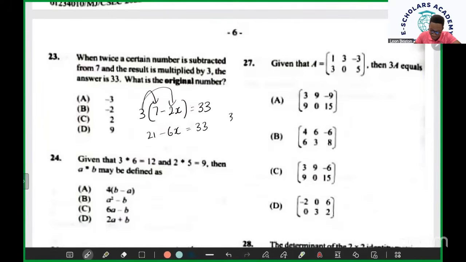So I think I subtracted wrong. 33 subtract 21 is 12, not 2. That's why we gotta be careful, right? So −6x is equal to 12. So x would be equal to, this −6 we take it over to divide: 12 divided by −6. So this would be −2, which is B. All right, B is the answer.